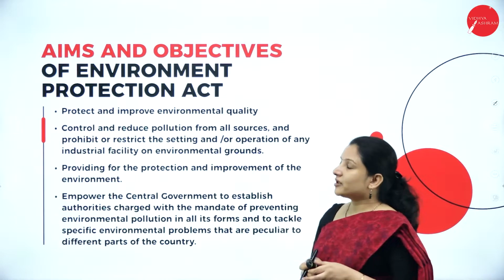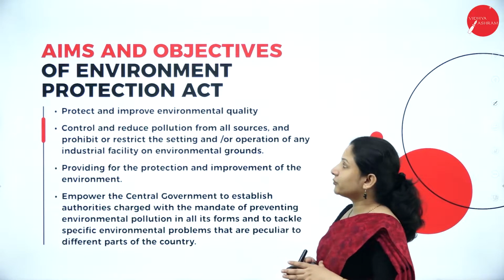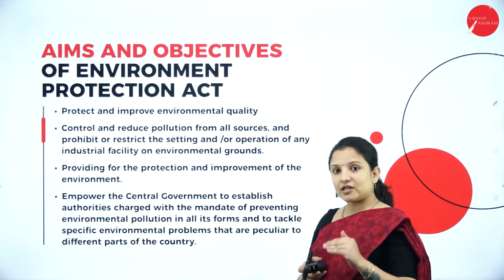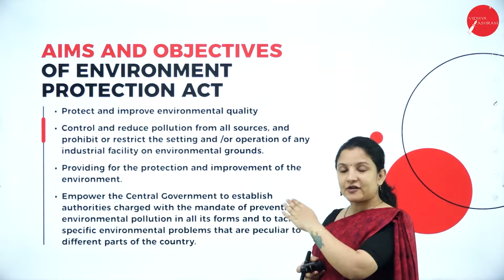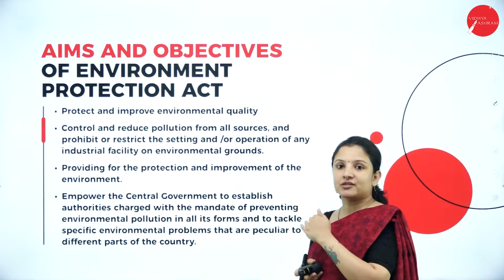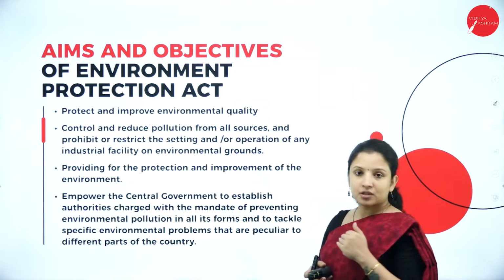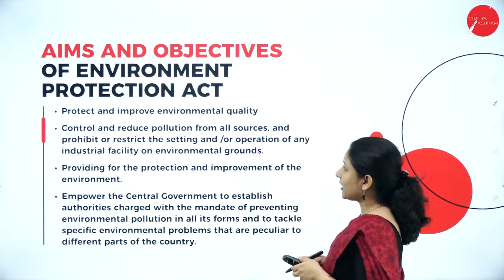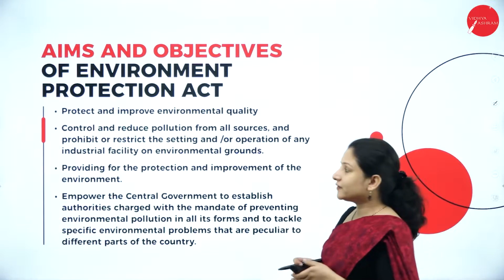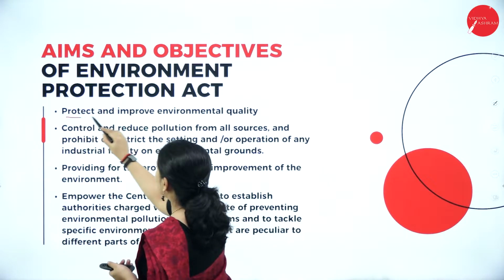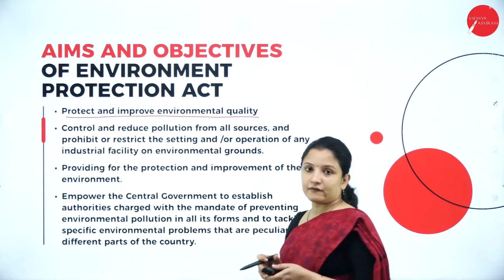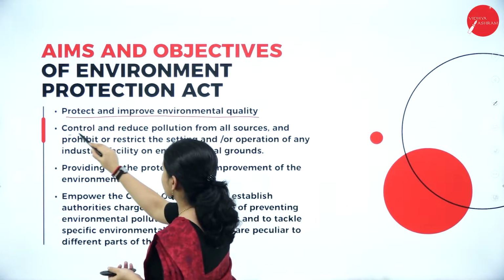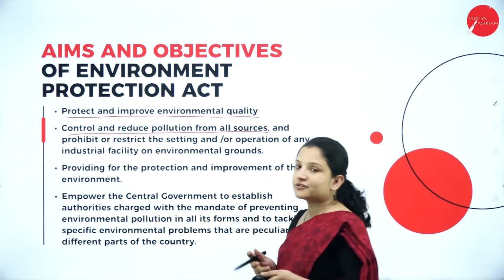Talking about the aims and objectives of the Environmental Protection Act, there are a lot of objectives, rules and regulations, because I told you there are different chapters and many sections. A few of them I've put here. What are the aims and objectives? The main objective is to protect and improve the quality of the environment. Next is to control and reduce pollution that comes from different sources.